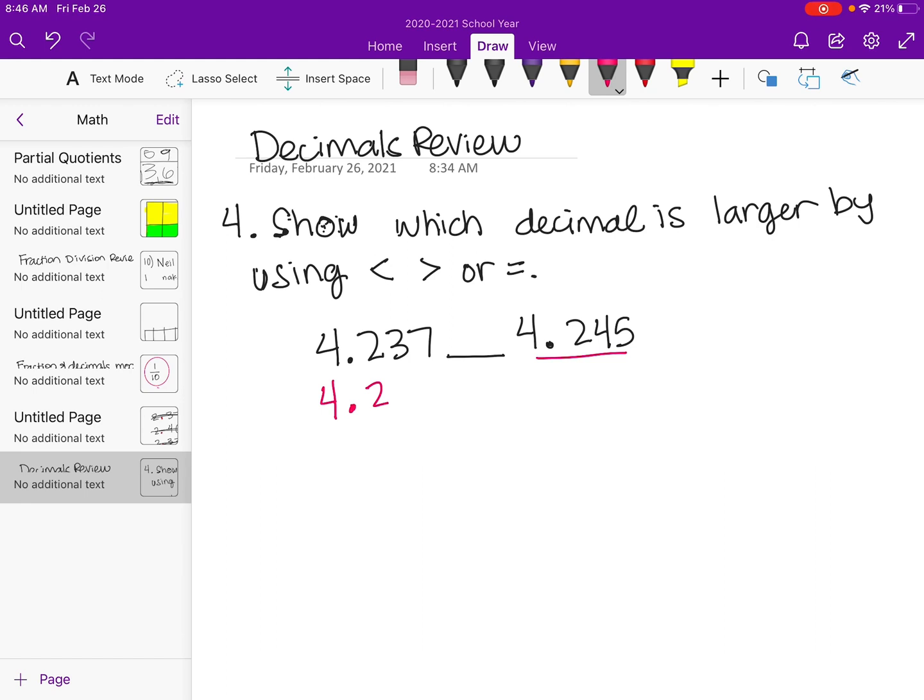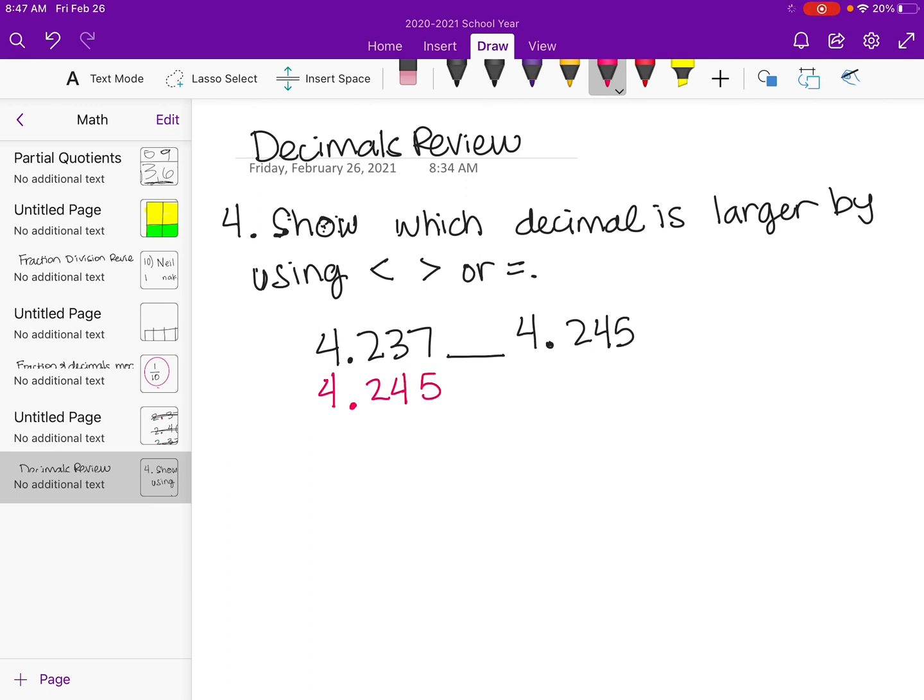237 thousandths. Now, it's important that we line up these decimals. I could not, for example, write it like this, where I put my 4, then my decimal, 2. That will not work. That will not give me an accurate comparison of the two numbers. So I have to line up my decimals. So I have 4 and 245 thousandths.